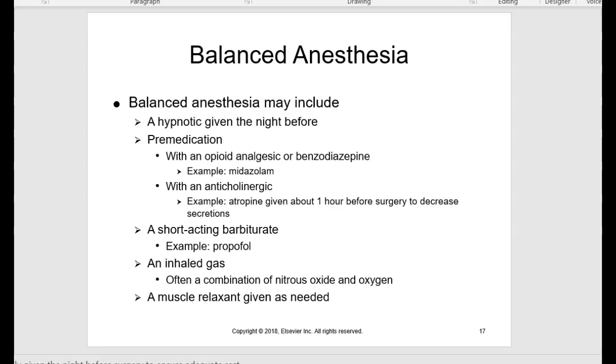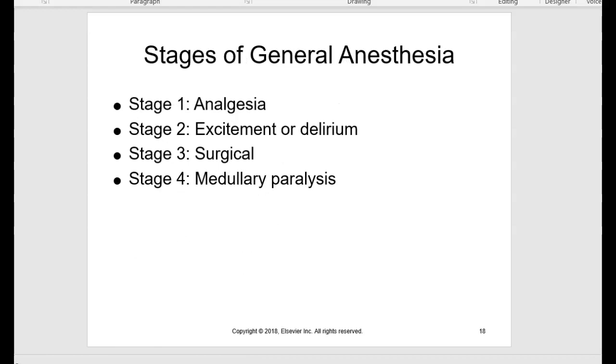The stages of general anesthesia you can find on table 18.4 on page 240. Stage 1 is analgesia. It begins with consciousness and ends with loss of consciousness. Speech is difficult. Sensations of smell and pain are lost. Dreams and auditory and visual hallucinations may occur. This stage may also be called the induction stage.